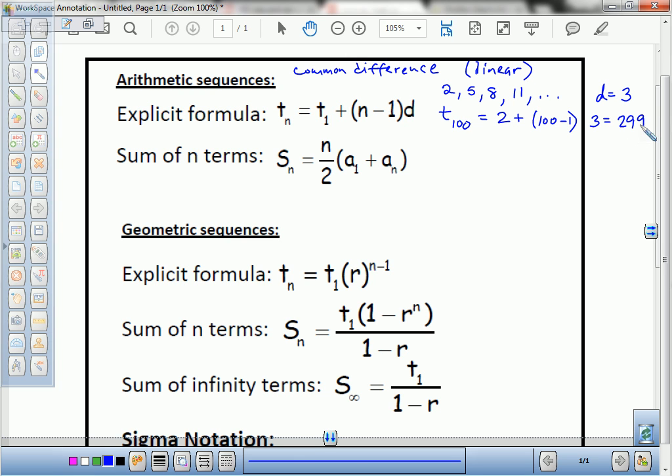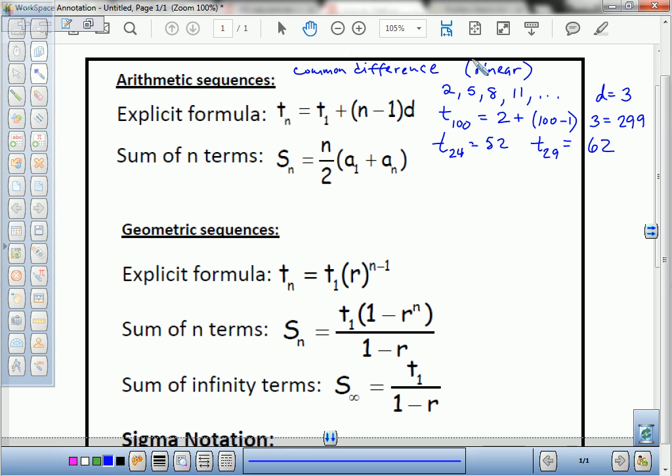Do y'all remember doing that? Yes. And we did lots of versions of that. So I might tell you that the 15th term is this, and the common difference is this. Find the first term. So we take this and plug in various things and solve for what's missing. The other thing I could do is tell you that the 24th term is 52, and the 29th term is 62. What is the common difference?